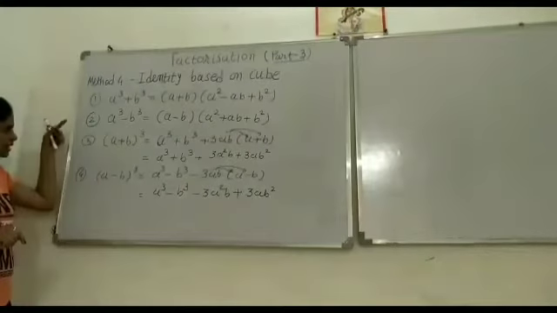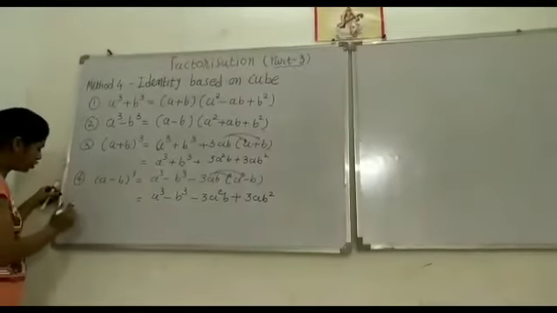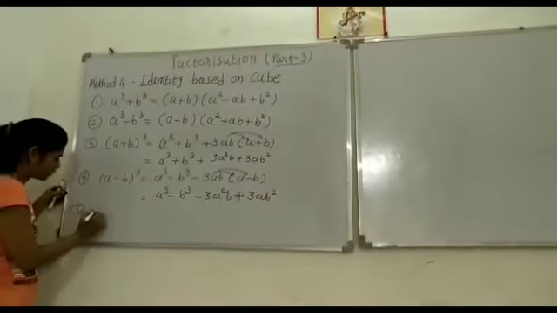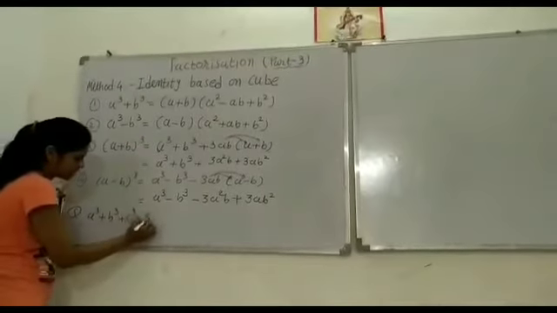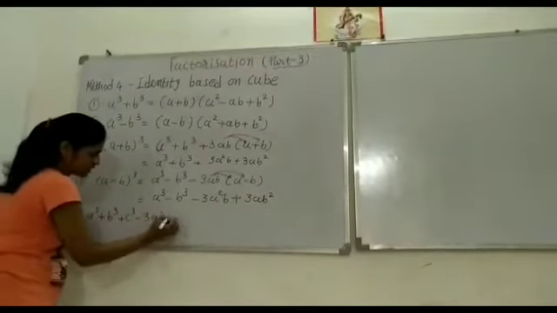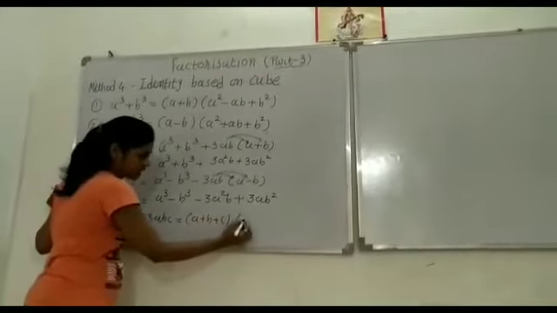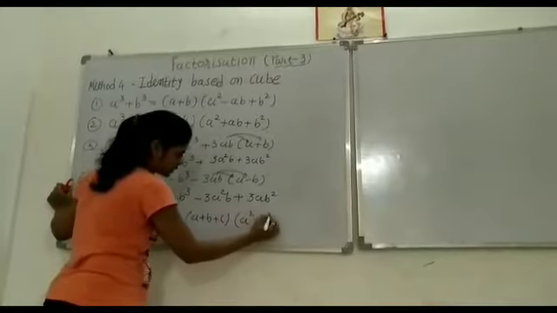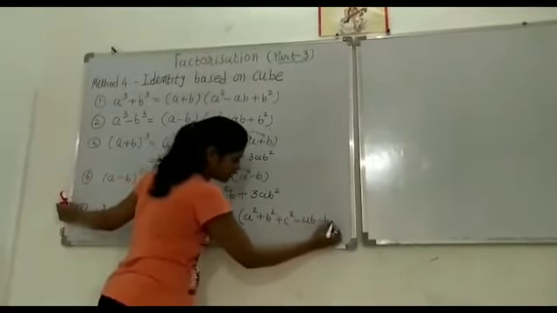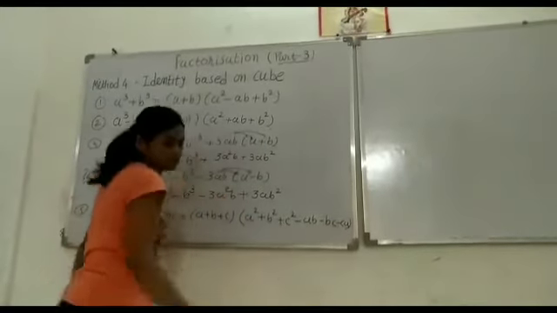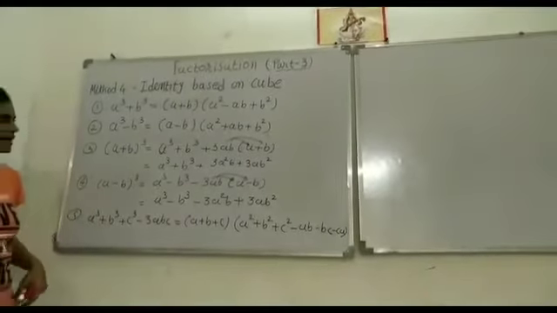Now we take examples based on these 4 identities. One more identity in cubes is the fifth. If you have a cube plus b cube plus c cube minus 3 times abc, its expanded form is a plus b plus c, and in the second bracket a square plus b square plus c square minus ab minus bc minus ca. Now we consider examples one by one based on all these identities.